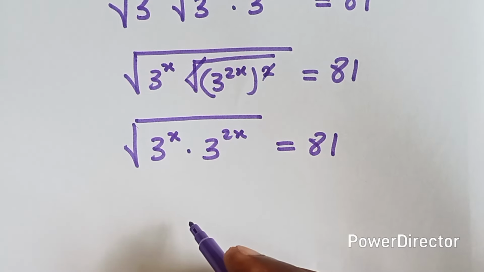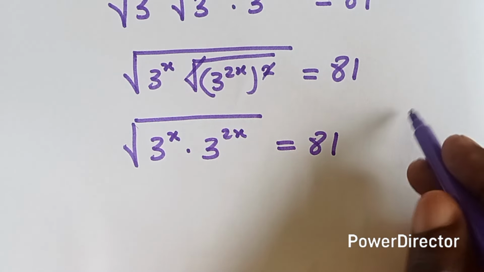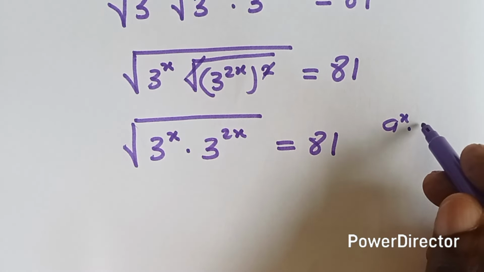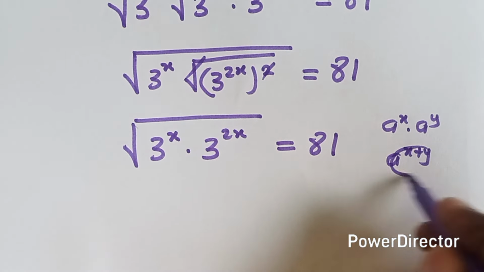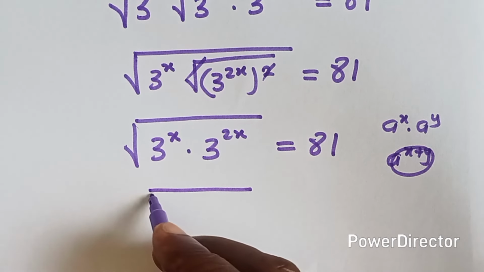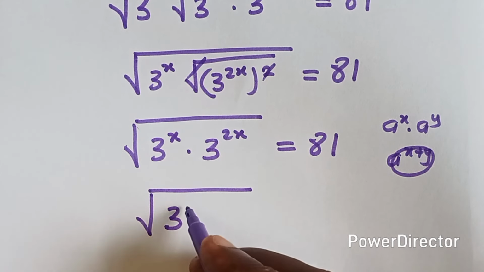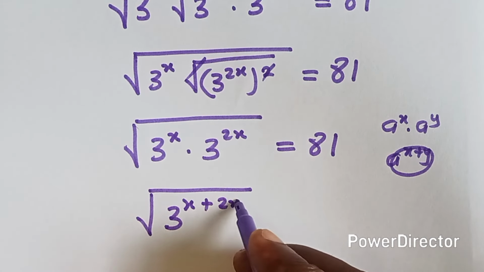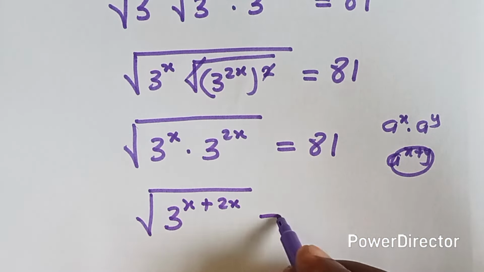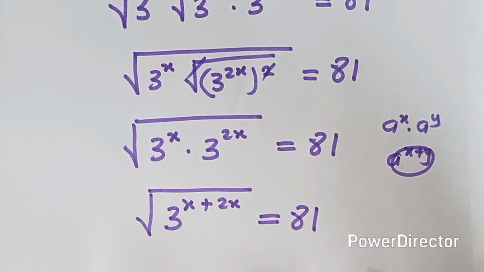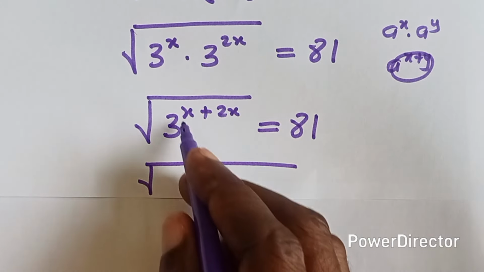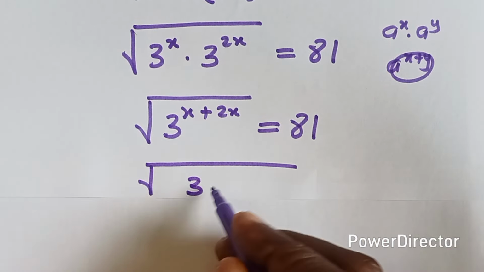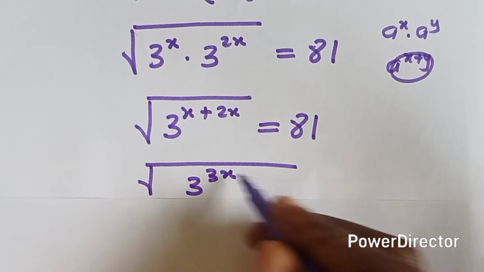Now, we are going to apply one of the laws of exponents that says we have a raised to x multiplying by a raised to y. It gives a raised to x plus y. So here we have 3 raised to power x plus 2x. So we have applied this law. Everything equals 81. So we have x plus 2x will give us 3x. So this is 3 raised to 3x.